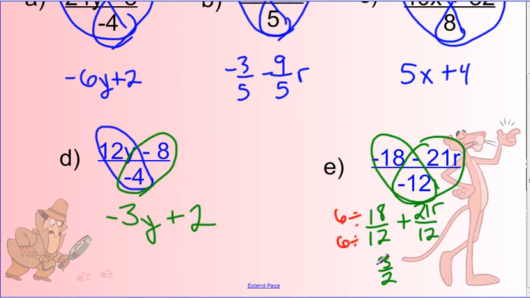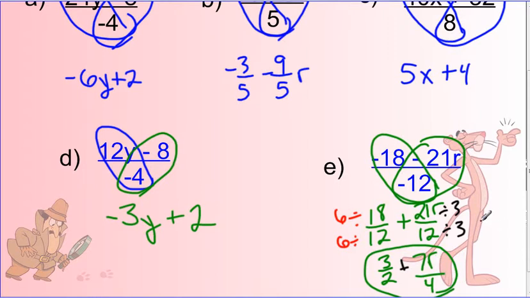That's simplifying. On this side, we could divide by 3. And I think that's actually it. So let's divide top and bottom by 3. And we get 21 divided by 3 is 7r. 12 divided by 3 is 4. This is a bit simpler than that, which is why we do the simplifying of the fractions.